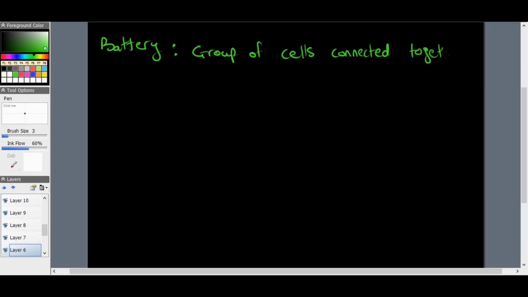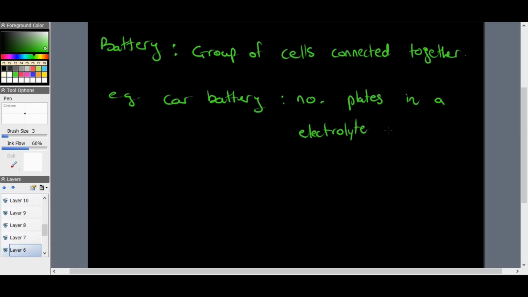So if you have a look at a car battery, there's a number of plates in an electrolyte solution. Car battery is the best example to have a look at. Especially in some of the older car batteries, there was a specific battery water that was needed to throw in the battery. If the solution ran out, just throw some more battery water in there. Nowadays with the newer car batteries, not so much anymore.